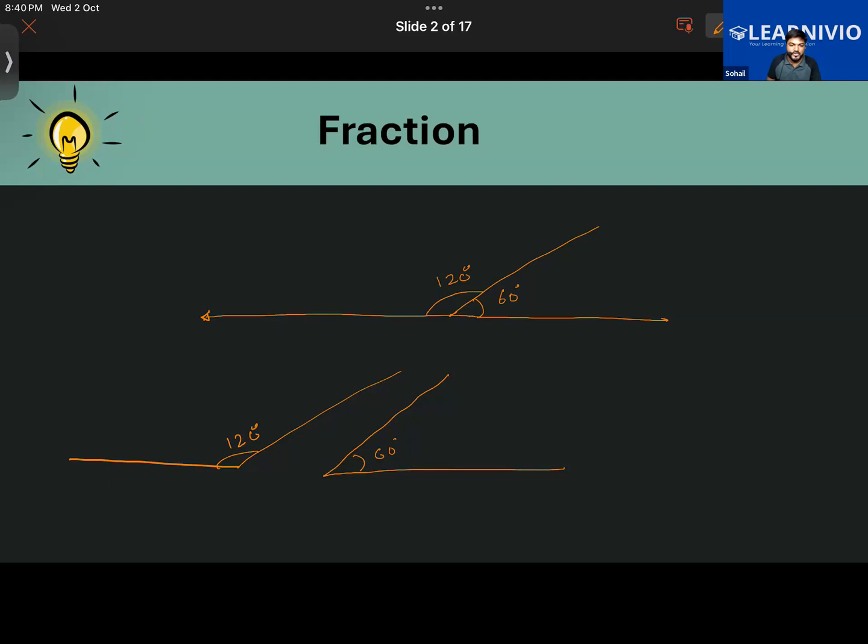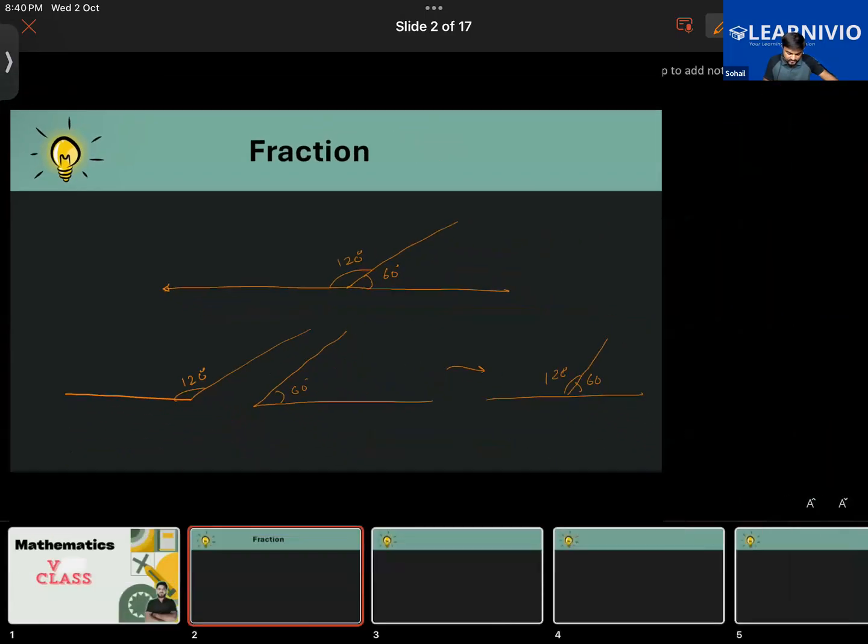When you join these two angles, a supplementary angle. Exactly, we'll have an angle like this now. This 60, this 120, and you get a supplementary angle. Okay, hope that clears your doubt.